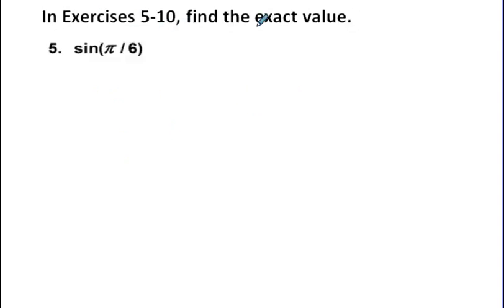In exercises 5 through 10, find the exact value. When we're looking at exact values, we're looking at known or special right triangles. There are two of them we work with in Precalculus. The first is a 30, 60, 90 right triangle. This angle over here is 30, and its complement in the upper right is 60 degrees.